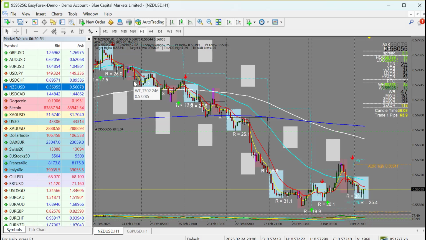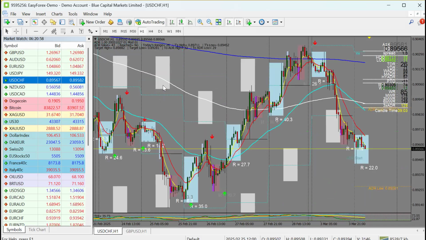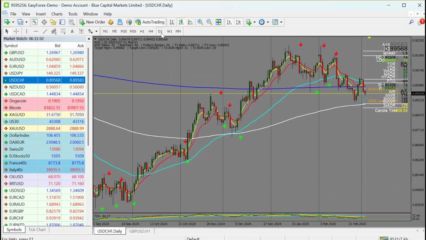Another pair we can check is group two. In group two we have the USD CHF. Talking about the USD CHF, we looked yesterday on the daily time frame, and you are very keen to see this market with the 50 EMA on the daily time frame. We can see the market held very well on the 50 EMA.